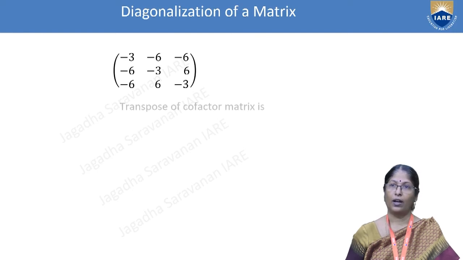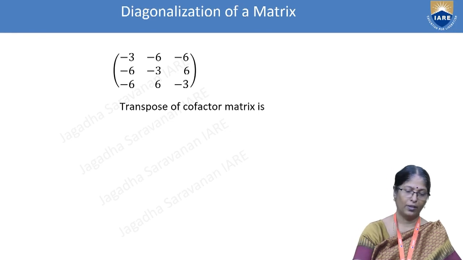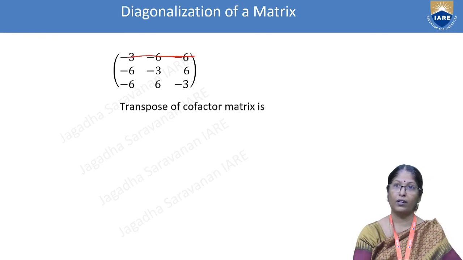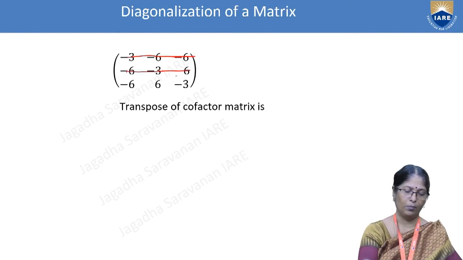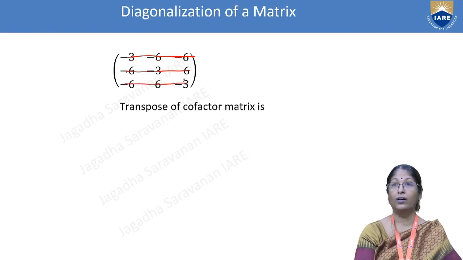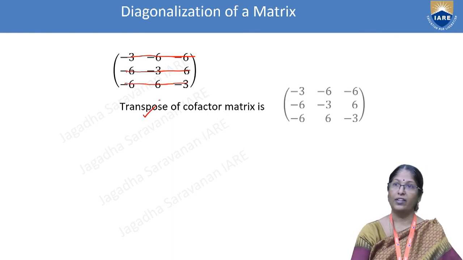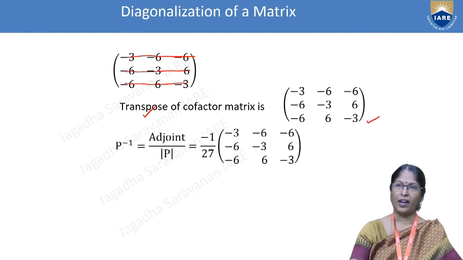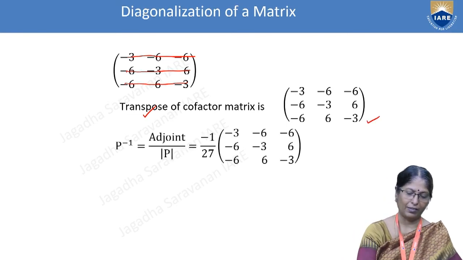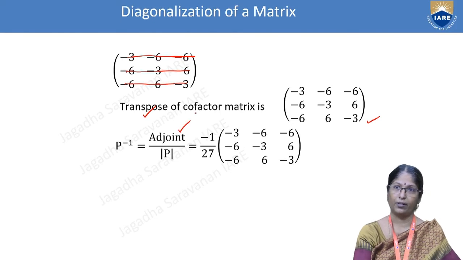And we are doing the transpose of this cofactor matrix. That is, the first row is written as the first column, the second row is written as the second column, and the third row is written as the third column. That is, rows are interchanged with columns. That is the meaning of transpose. Yes, it is done here. This is the transpose of the cofactor matrix, and the transpose of the cofactor matrix is nothing but the adjoint.